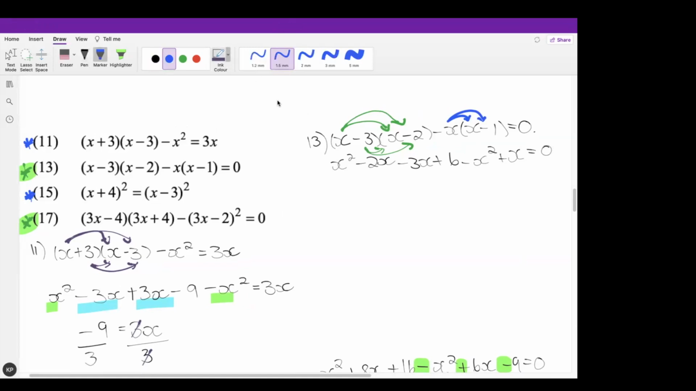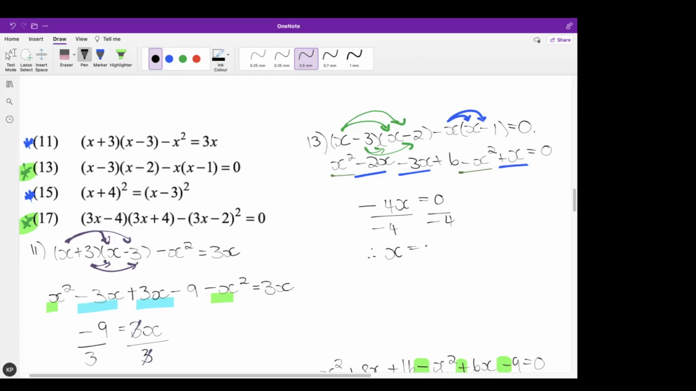Then we check our like terms. So it's x squared minus x squared. That's gone. And then we have negative 2x minus 3x plus x. Negative 2x minus 3x is negative 5x. And if you add x, that's negative 4x is equal to 0. Divide both sides by negative 4. And therefore, x is equal to 0.